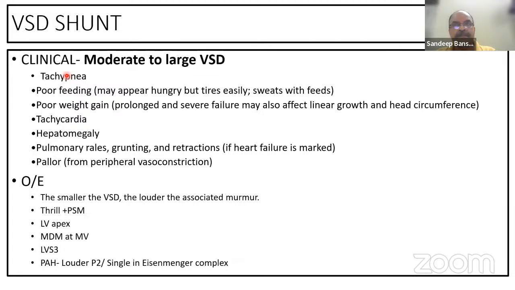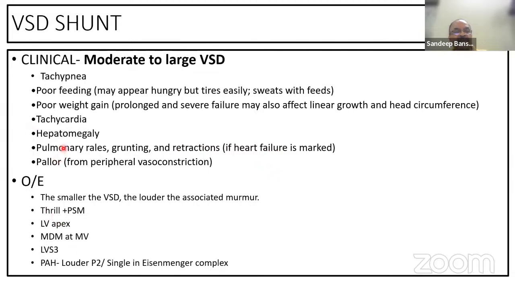But when they are symptomatic, they are at least moderate to large VSDs. And these are the clinical signs of a moderate to large VSD, which include tachypnea, which was there in our baby that we discussed today. Poor feeding, we did discuss this. Poor weight gain, which was again there. A degree of tachycardia in our patient, which had probably settled down because of the treatment of the infection. Pulmonary rales or grunting, and retraction of the chest if the heart failure is marked.